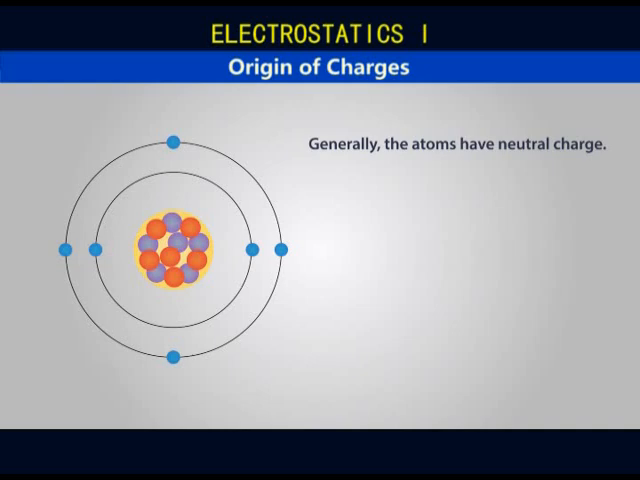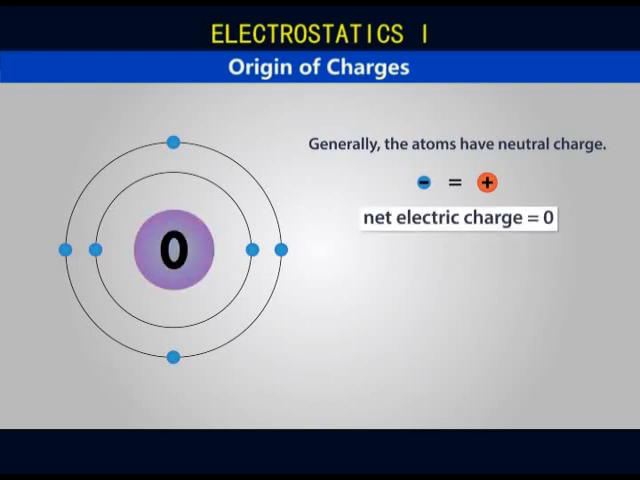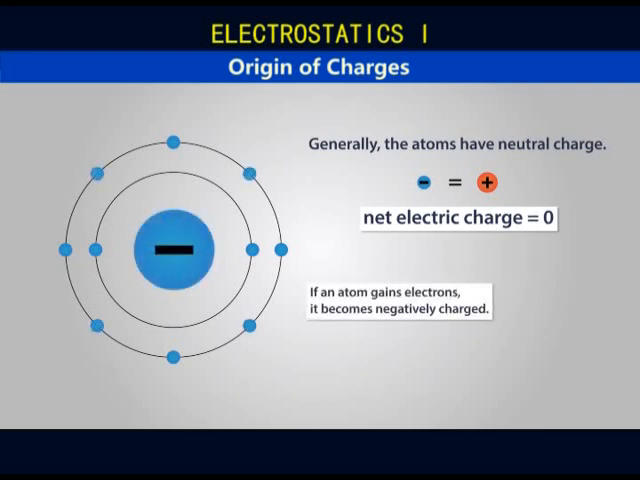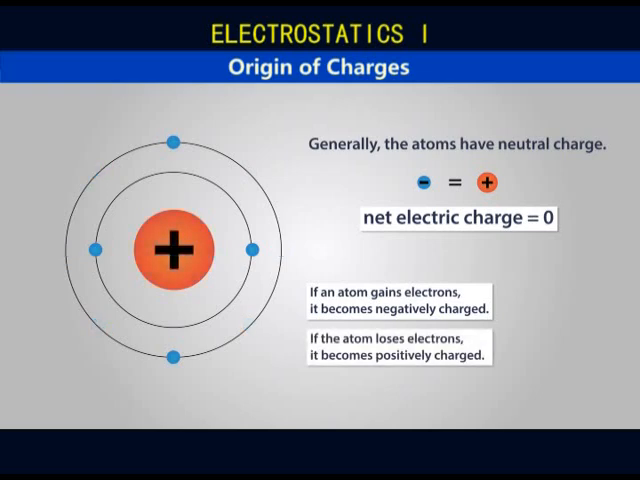Usually, an atom has equal number of protons and electrons, so it's usually neutral or has a net charge of 0. However, the neutral charge can be changed by either losing or gaining of electrons. If an atom gains electrons, it becomes negatively charged because there are more negative charges than positive charges. And if an atom loses electrons, it becomes positively charged. These charged atoms are called ions.